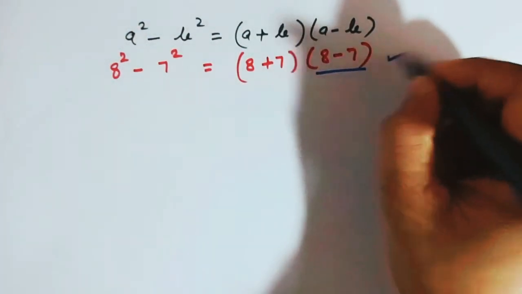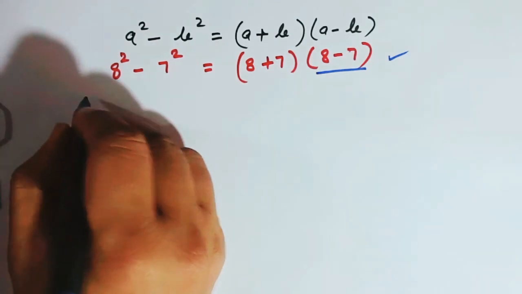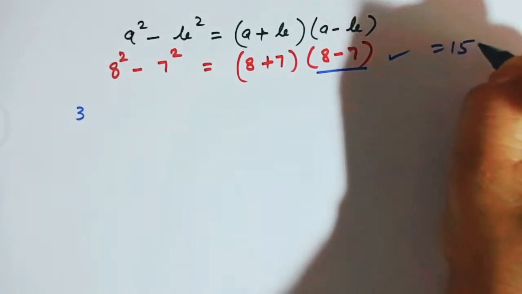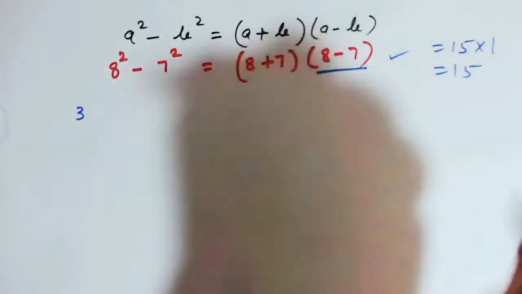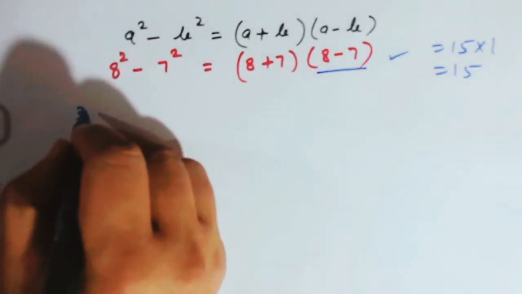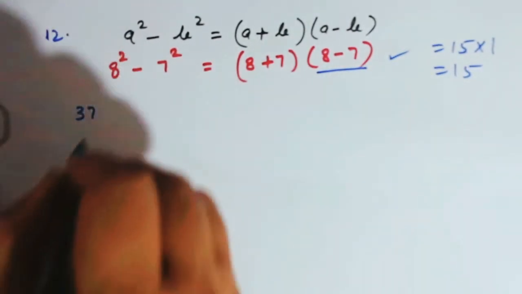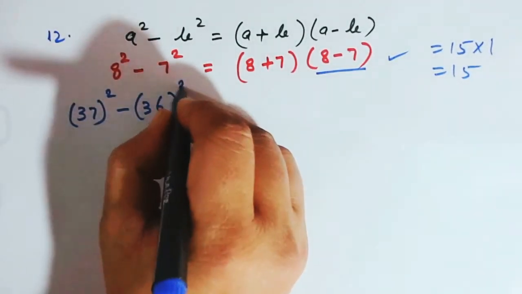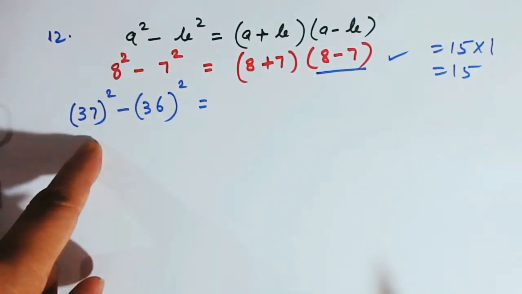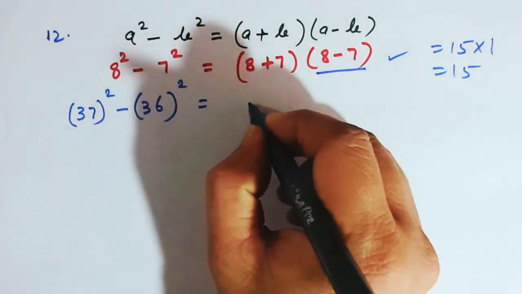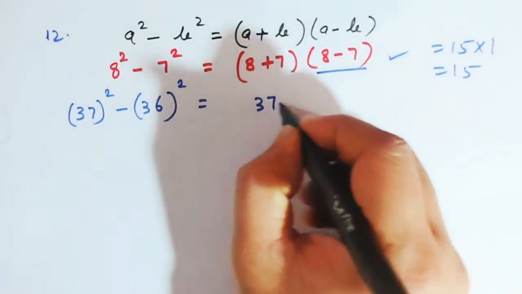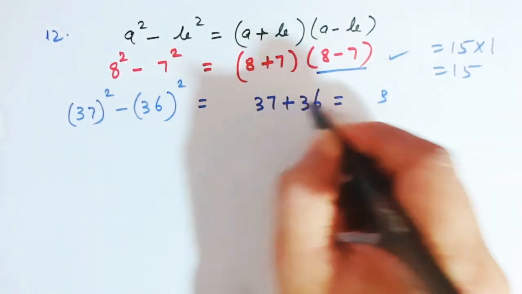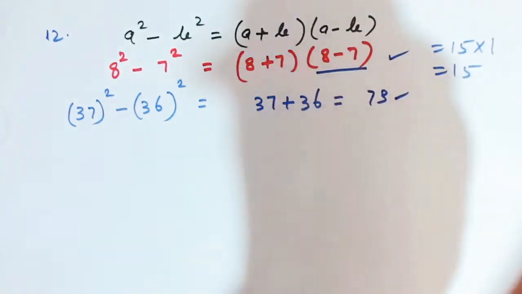Have a look. Here you will get 8 plus 7, which is 15, and 15 times 1 is 15. Now, in number 12, we have 37 square minus 36 square. What did I teach you right now? The difference of two consecutive numbers' squares is equal to the sum of the numbers. So directly you get 37 plus 36, which is 73.